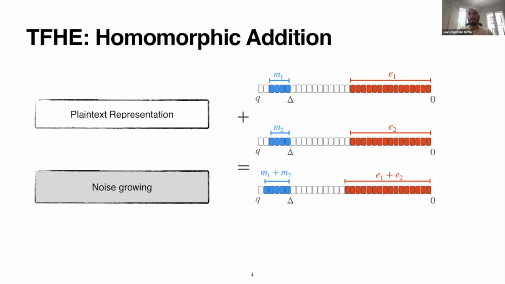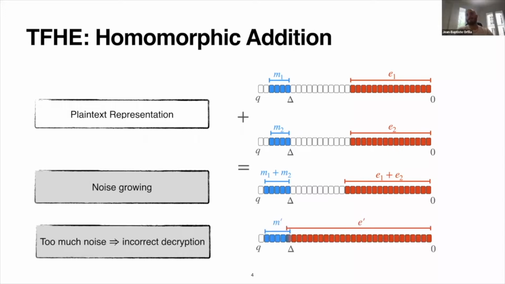Plus, we can also see that when we are doing an addition, this also grows the size of the global message we have. So this might be problematic, in particular when the noise grows too much, because it might overstep over the message space. And in this case, we are overwriting the information containing the message. This means that the decryption will be incorrect in the end.